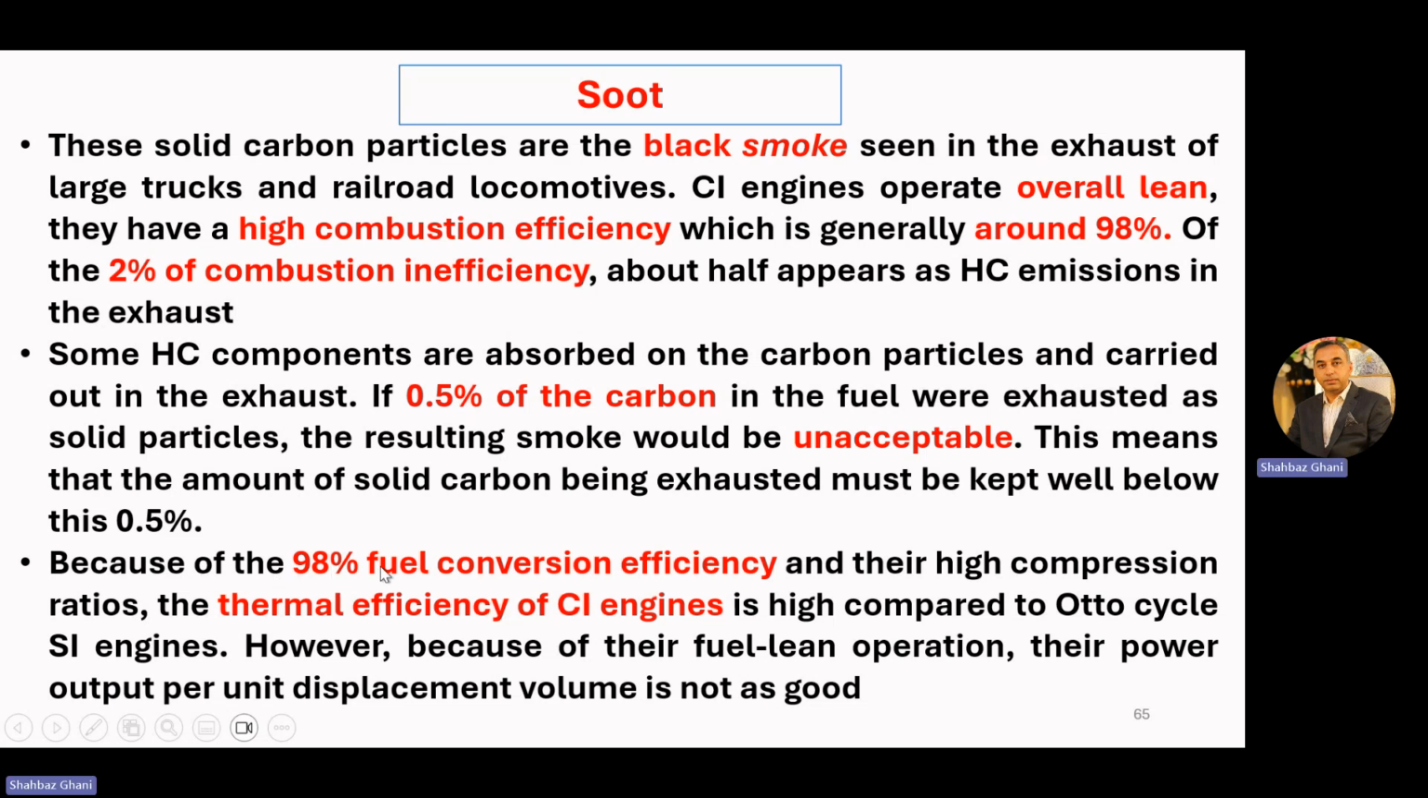Because of the 98% fuel conversion efficiency and their high compression ratios, the thermal efficiency of the CI engine is high compared to the Otto cycle SI engine. However, because of their fuel-lean operation, their power output per unit displacement volume is not good. Now, talking about emissions, in the state of California, after a certain time period, your vehicle has to be examined for smoke testing.